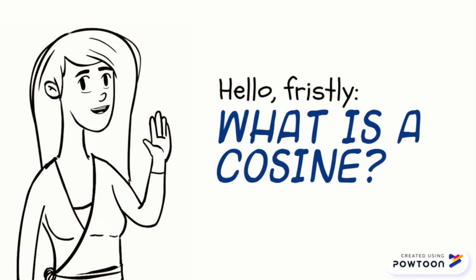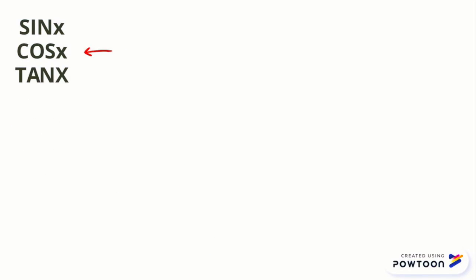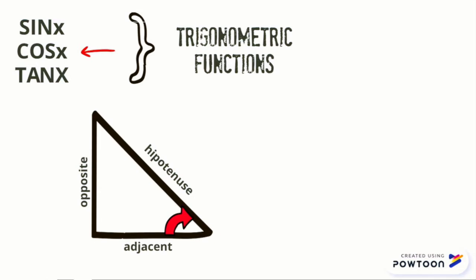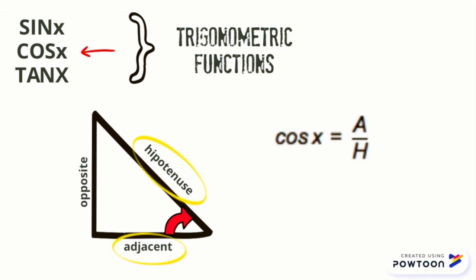To know what the law of cosines is, we must first understand what a cosine is. The cosine function, along with sine and tangent, is one of the three most common trigonometric functions. In any right triangle, the cosine of an angle is the length of the adjacent side divided by the length of the hypotenuse. In a formula, it is simply written as cos.